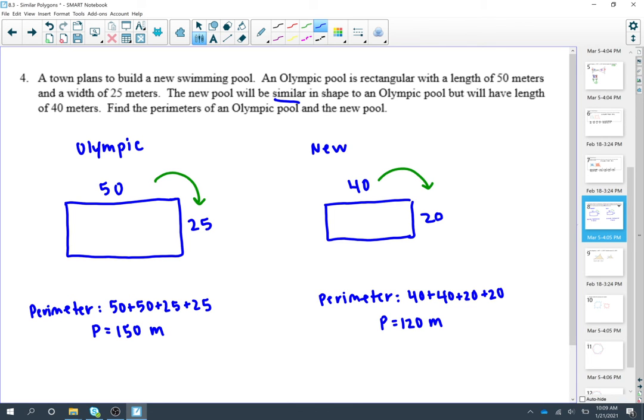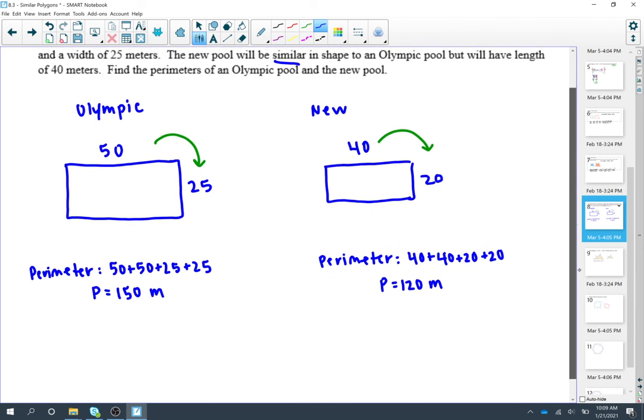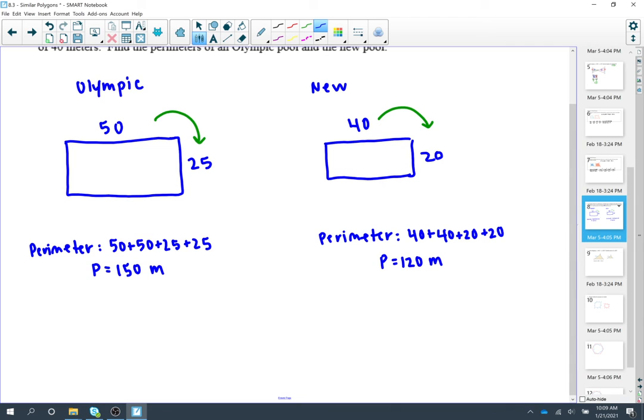Now, we have officially answered the question, but what I want to look at here is that rule that we just went over. So if I take the perimeter of my new pool to the perimeter of my Olympic pool, that's going to give me a ratio of 120 over 150. Well, that's the ratio of the perimeters. But what about the ratio of the side lengths? Well, I could take 40 over 50, and I could take 20 over 25.